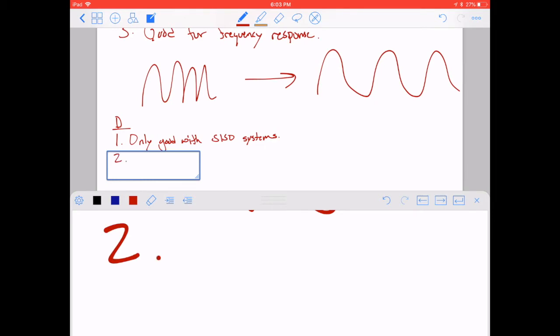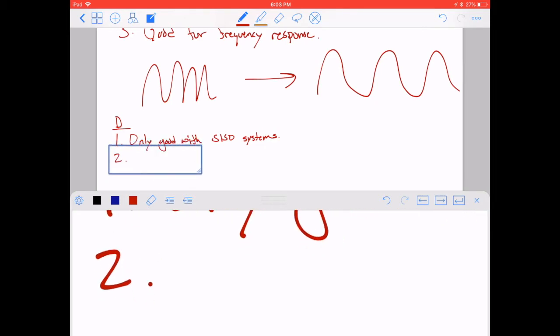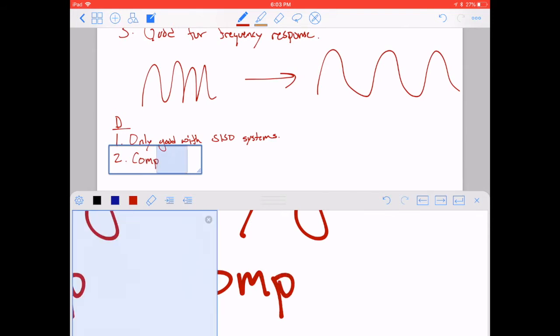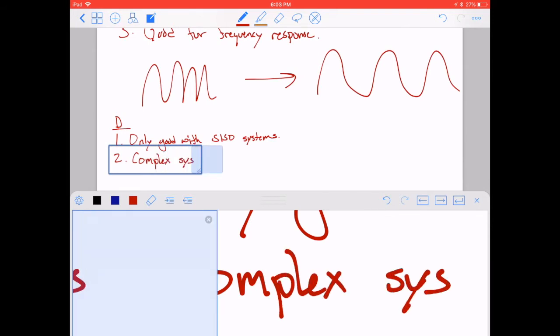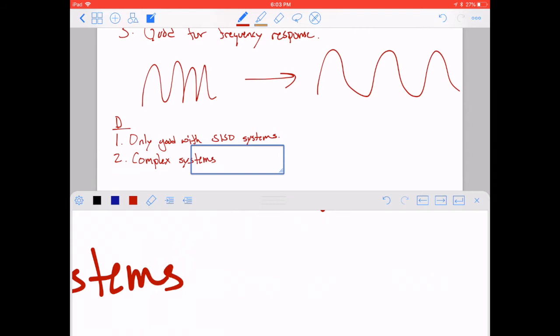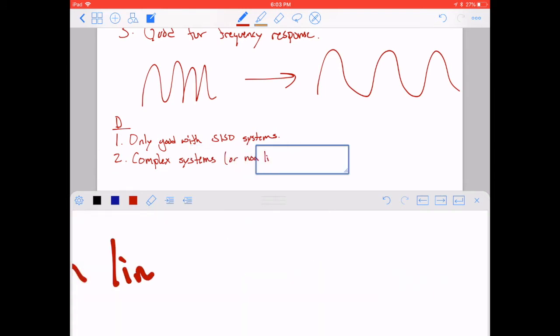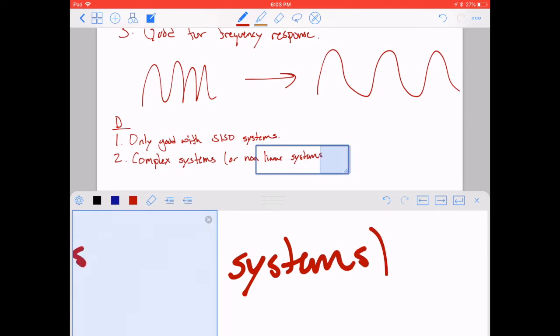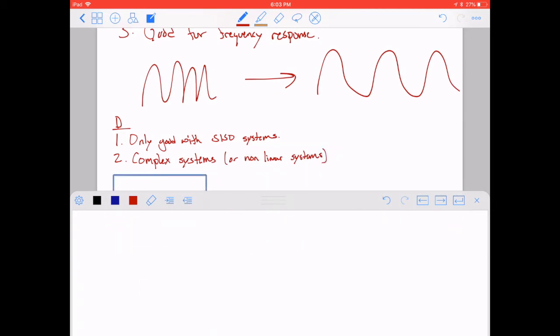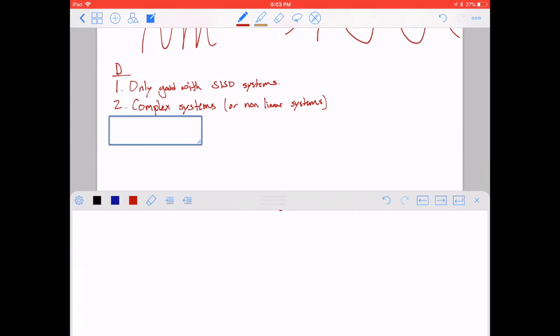It doesn't really lend itself well to complex systems or nonlinear systems, which is why, at the beginning of the class, we used linearization to take out those nonlinearities and look at transfer functions in state space around an equilibrium point.